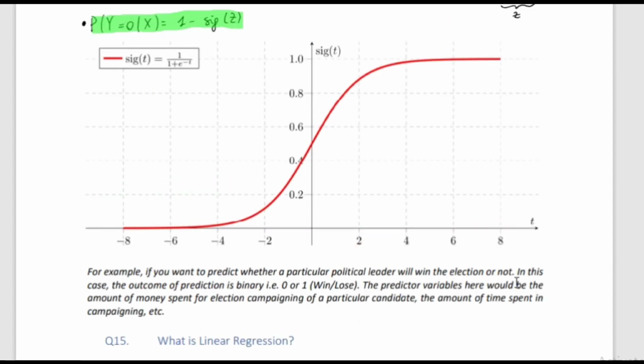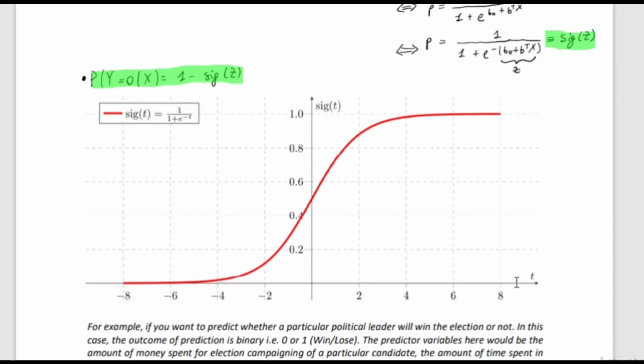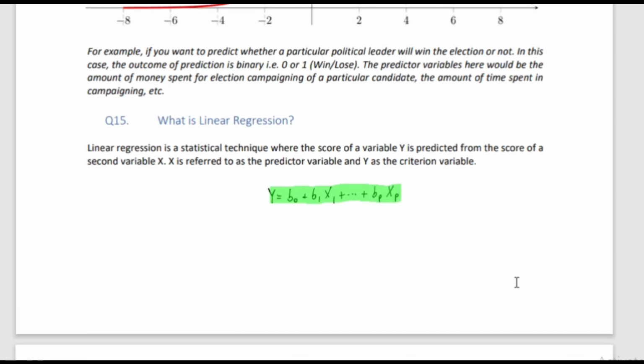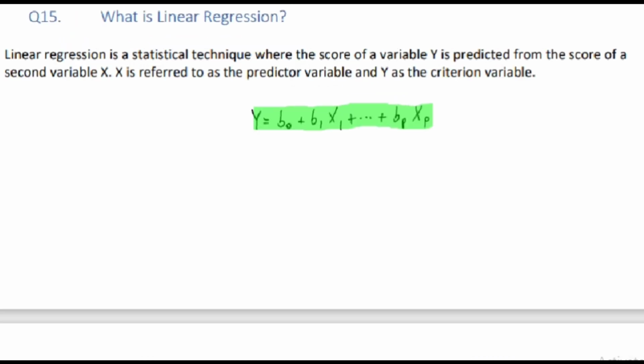Let's take an example. For example, if you want to predict whether a particular political leader will win the election or not, in this case the outcome of prediction is binary, 0 or 1, win or lose. The predictor variables here would be the amount of money spent for election campaigning of a particular candidate, the amount of time spent in campaigning, etc.